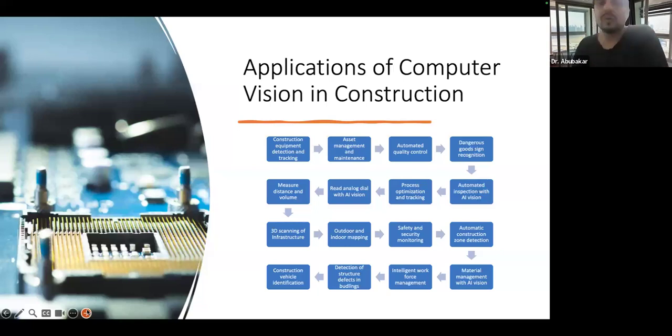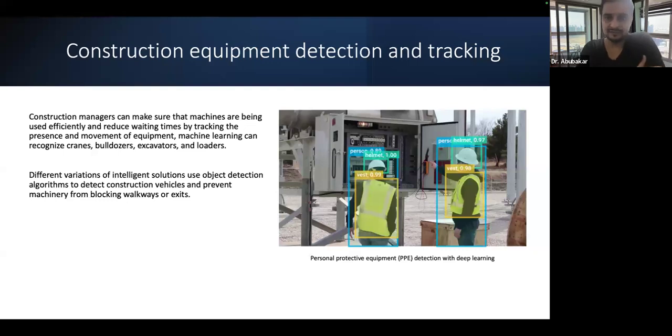So if we go into more detail, there are different applications like equipment detection and tracking, which can help us with safety, which I told you. Asset management and maintenance, like how much of the asset you have used and how it is coming along. And quality control, dangerous sign and goods recognition, measuring volume and distance, digital analog conversion. Now this is also very important. Processing, outdoor and indoor mapping, 3D scanning, construction vehicle identification, productivity measurement, so even the management of your workforce. For example, look at this, that personal protective.